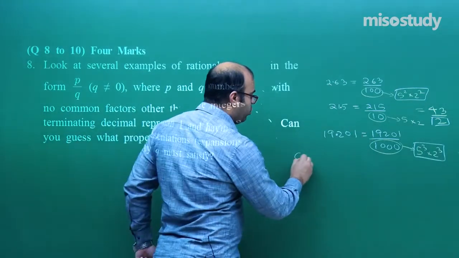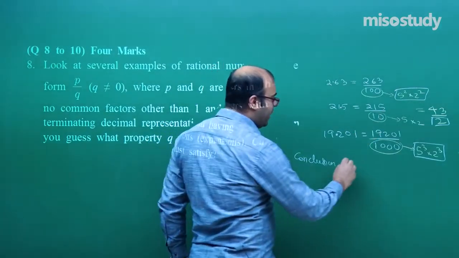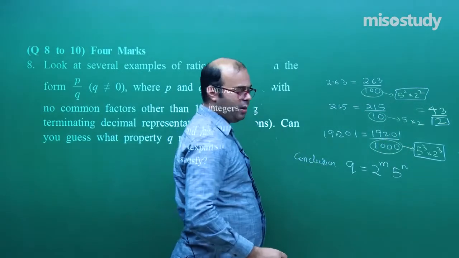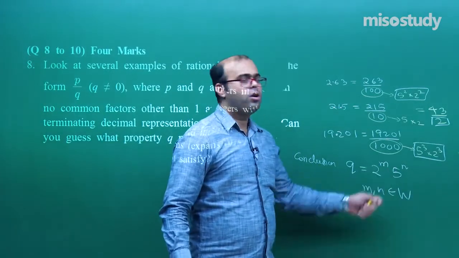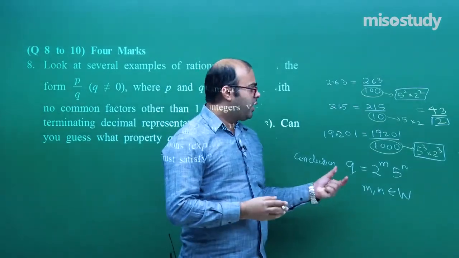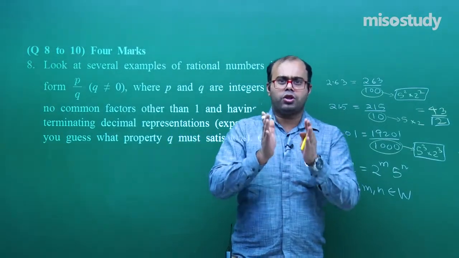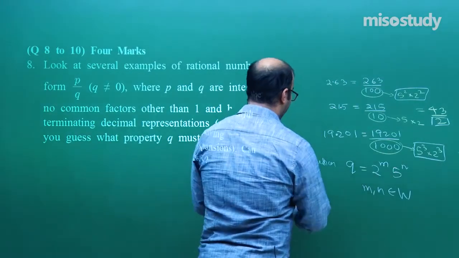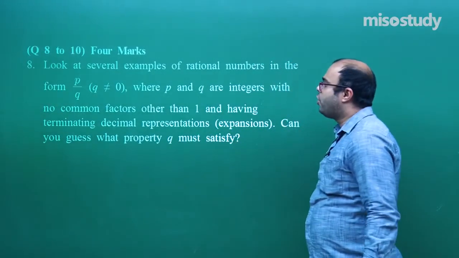So our conclusion is that after simplifying, we get q in the form 2 to the power m into 5 to the power n, where m and n are whole numbers. If it is 0, it will be 1, otherwise it is a multiple of 2. So after simplification, we find that the denominator is a product of powers of 2 prime numbers, which are 2 and 5. That is what they were asking here. This is a theory which we will study in the later class. Here it is as a question for us.